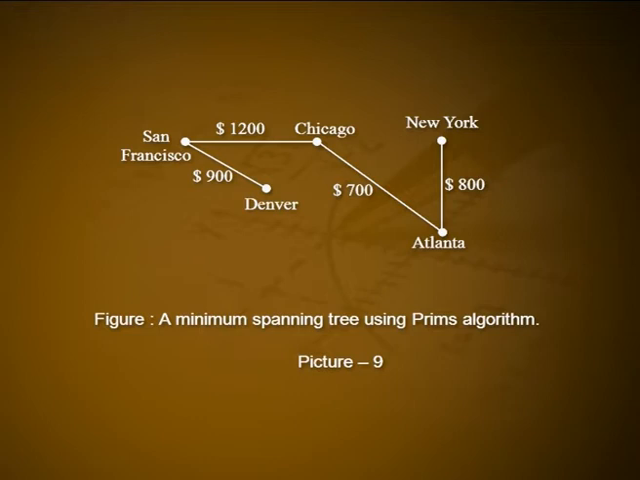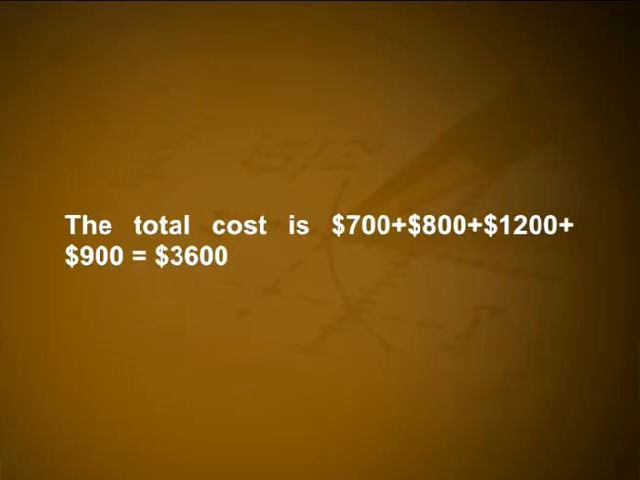A minimum spanning tree is given in the figure. The figure shows a minimum spanning tree using Prim's algorithm, and the total cost is the sum of all these weights, which gives $3,600. The second algorithm we will discuss was discovered by Joseph Kruskal in 1956.